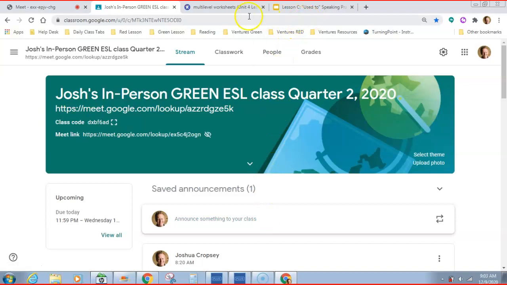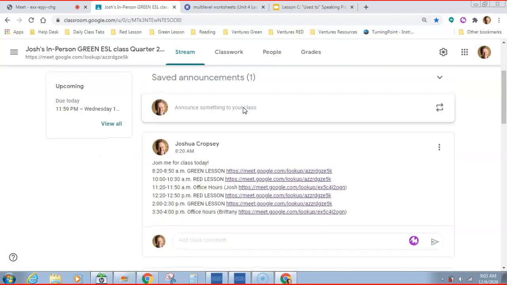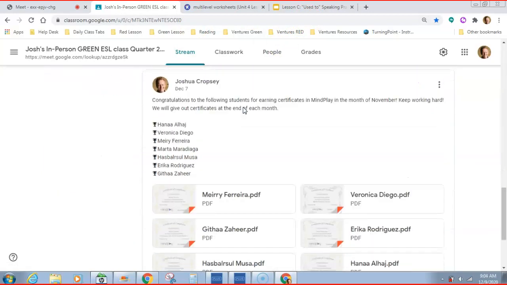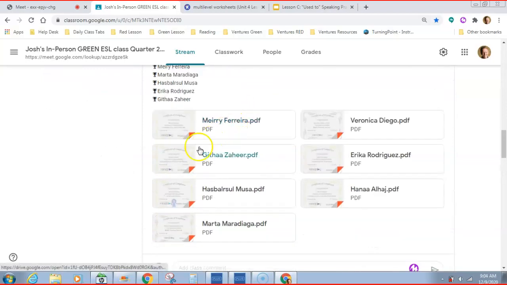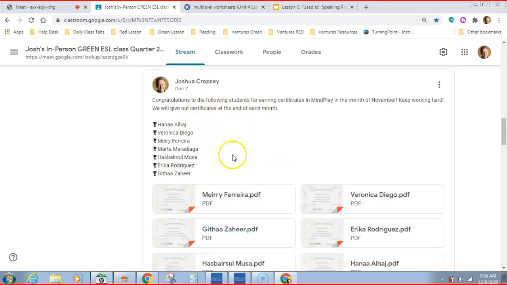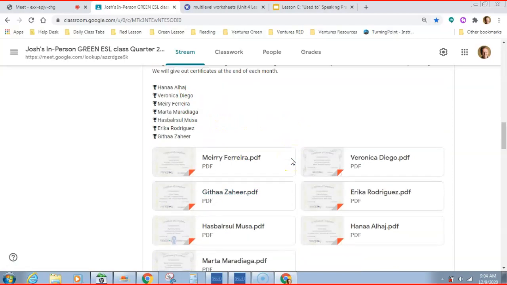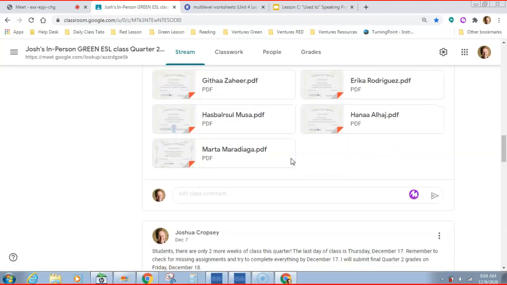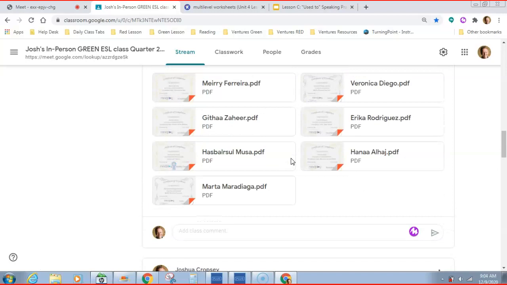Also wanted to congratulate Geetha. Congratulations. Thank you. She got a certificate for passing another level in Mind Play. So that's really great. Yes, I did yesterday. Yeah, good job.